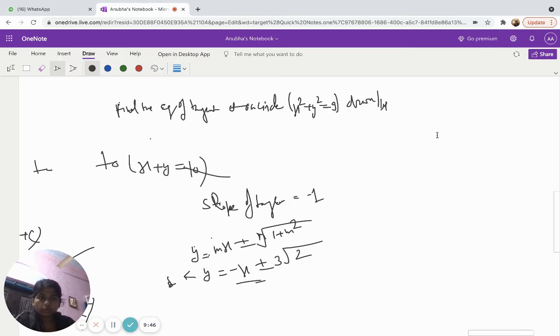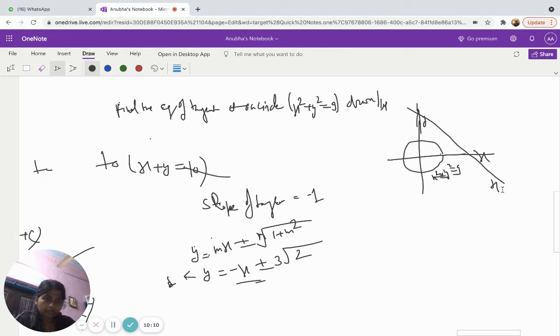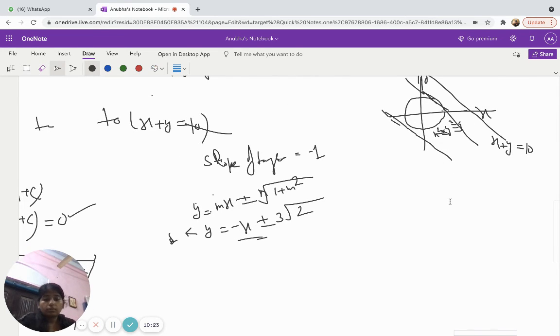And why we got two tangents, as I already told you, you can also see with the figure. Let's say this is x square plus y square equal to 9. This is the x axis, this is the y axis, and if we have the line that is parallel to the line x plus y equal to 10, we get two tangents parallel to this, basically this one and this one. So we got two tangents, plus minus 3 root 2.